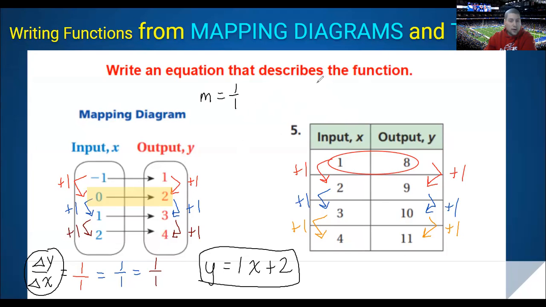We know the slope is 1. And here in the table, I've circled an x value and a y value. So I'm going to put that in for x and y. So I'll put a 1 in place of x. I don't know what b is, and I know y is 8. Simply solve for b. So 8 equals 1 plus b. So b equals 7. So your equation for the table is y equals 1x plus 7.